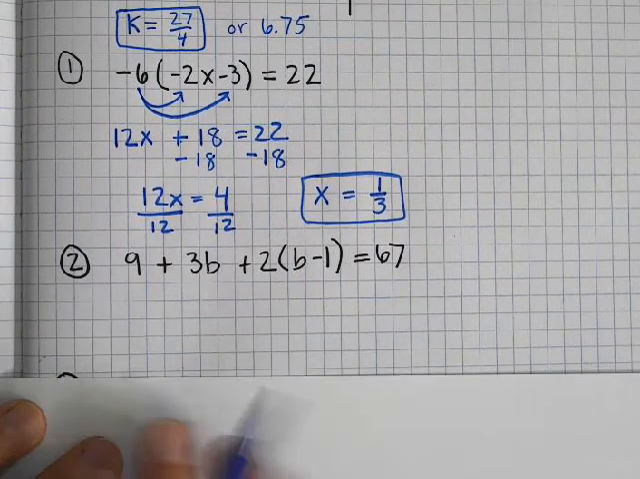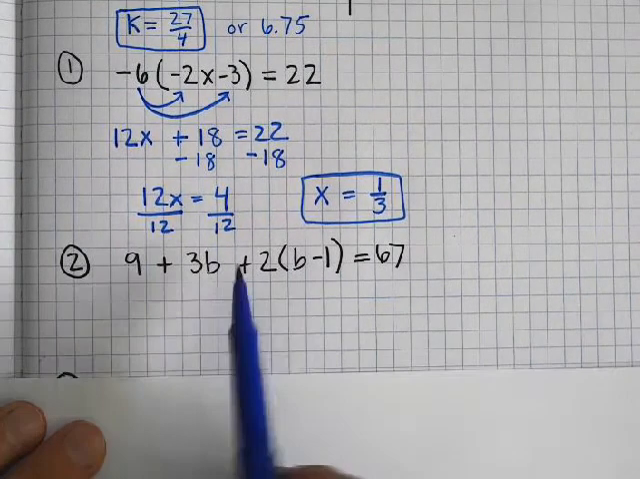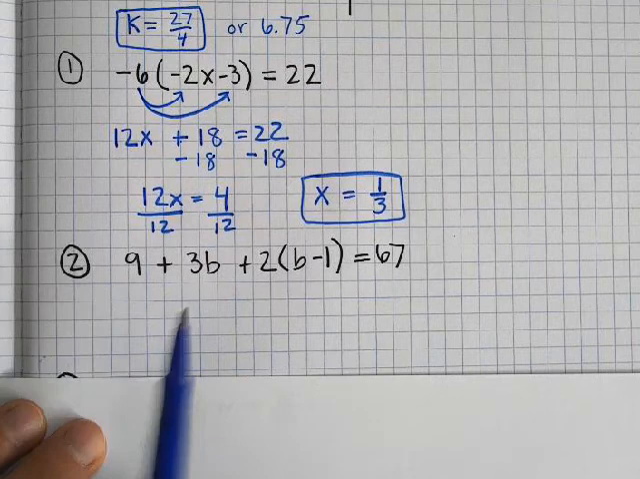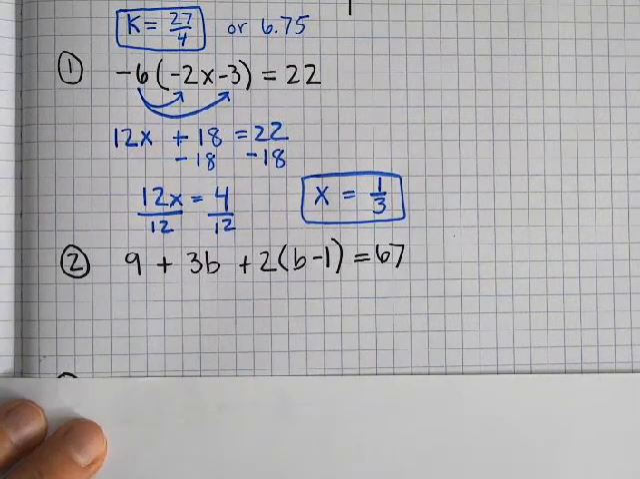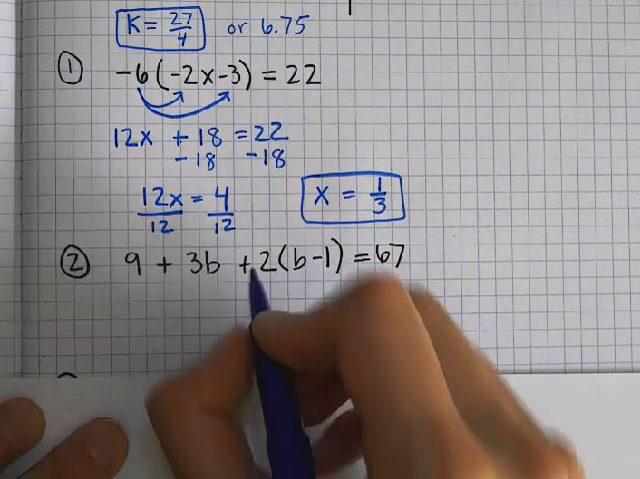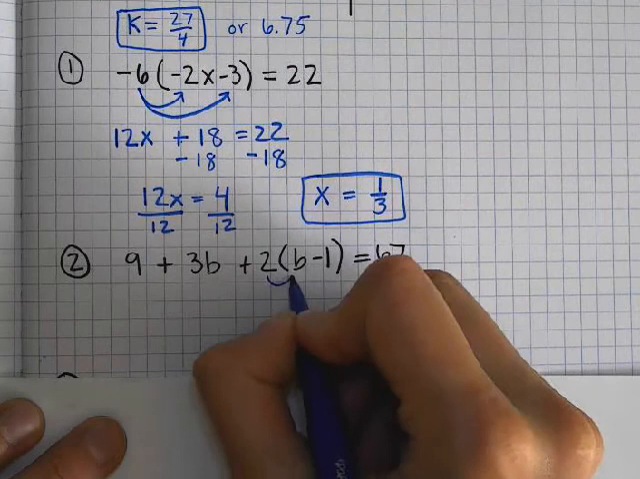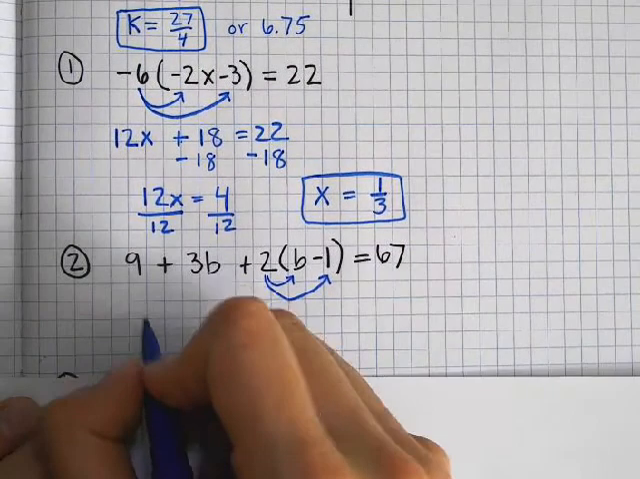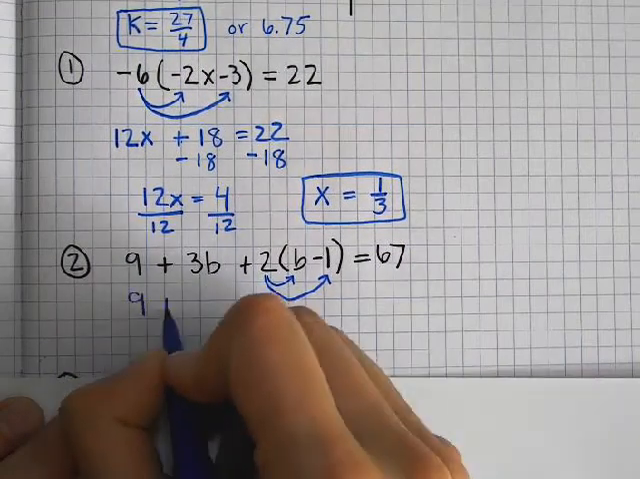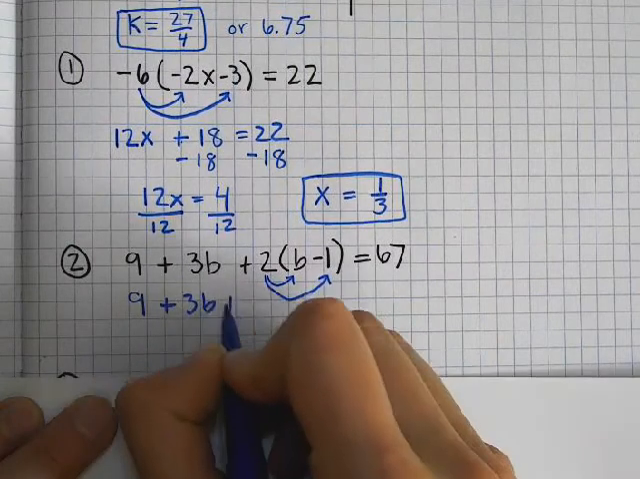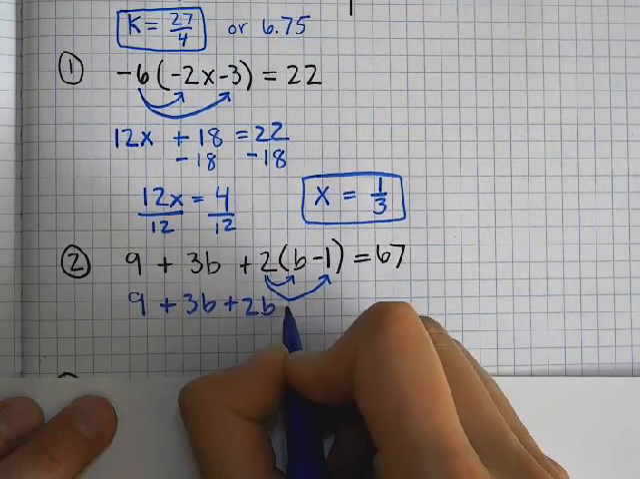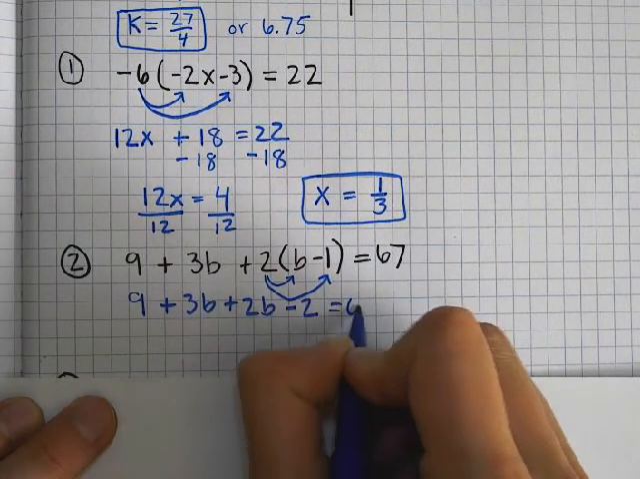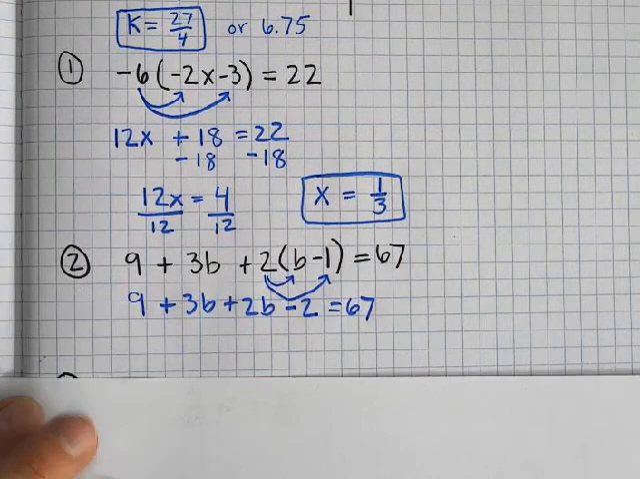All right, our second example looks a little more intense. We've got parentheses, we've got extra stuff being added over here. Get rid of your parentheses first. Go ahead and distribute that first. So this would become 2b minus 2, and that equals still 67.